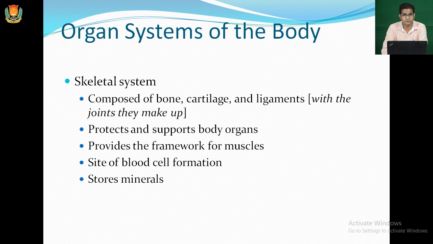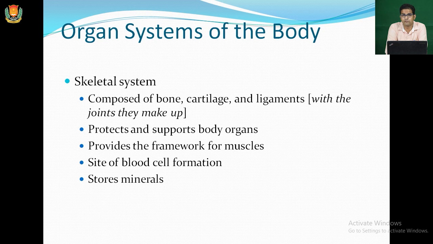Next, the skeletal system. The skeletal system is composed of bones, cartilages, and ligaments, which connect bone to bone, so this is also a very important part. It participates in protecting and supporting the body organs. Then it also provides a framework for the muscles. Muscles actually lie over the skeletal system. The skeletal system plays a very major role.